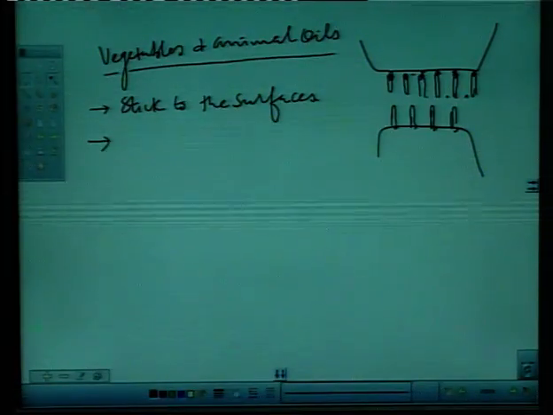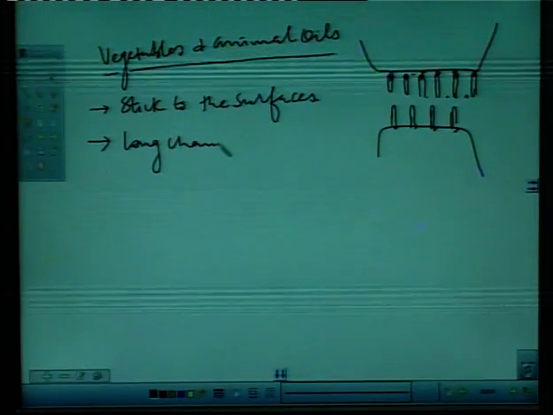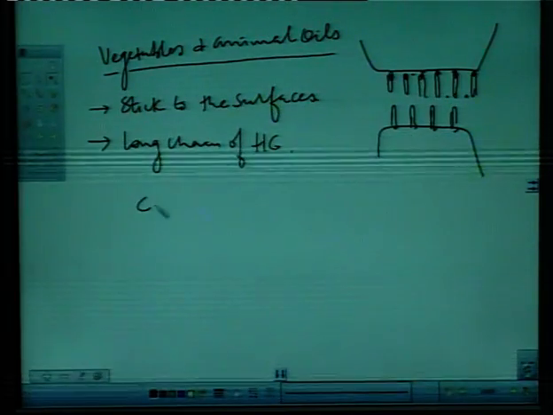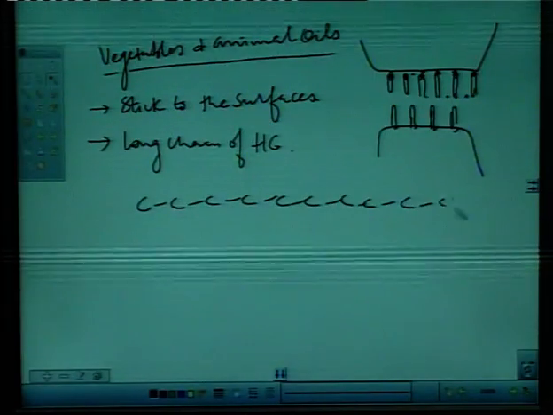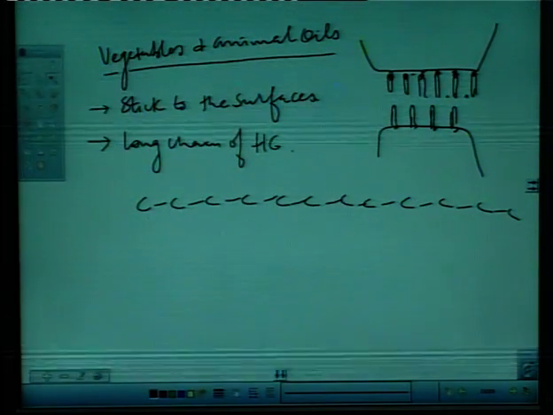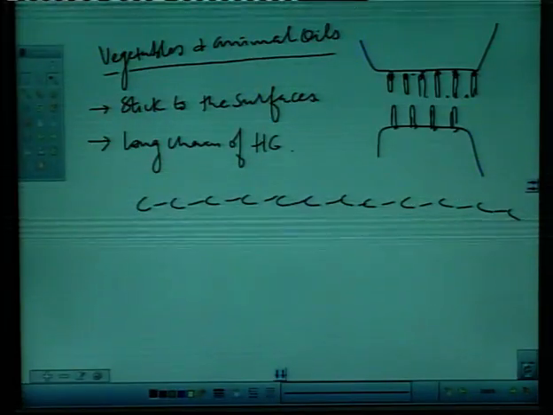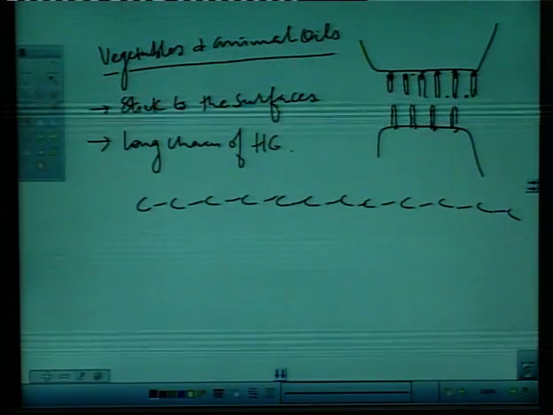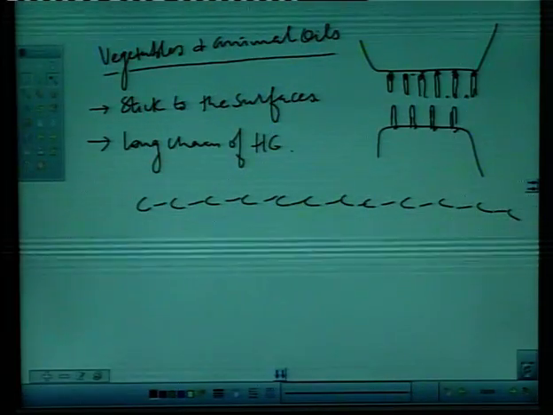So they have a long chain of hydrocarbons. Long chain of hydrocarbon, for example, fatty acid chains with carbon number more than 9, 10, 11. So the long chain fatty acids are there. A thin film lubricant should have a high viscosity index, and good resistance to heat and oxidation.